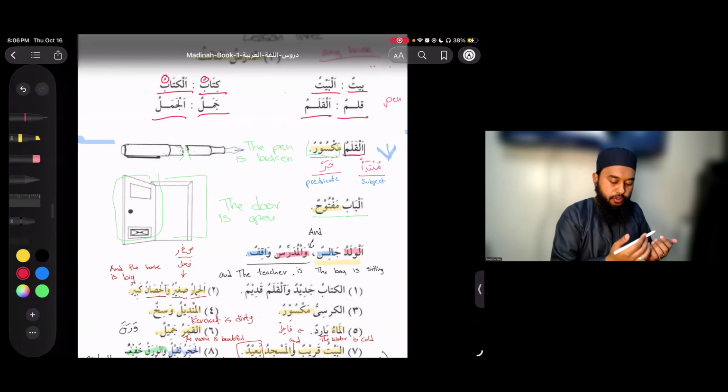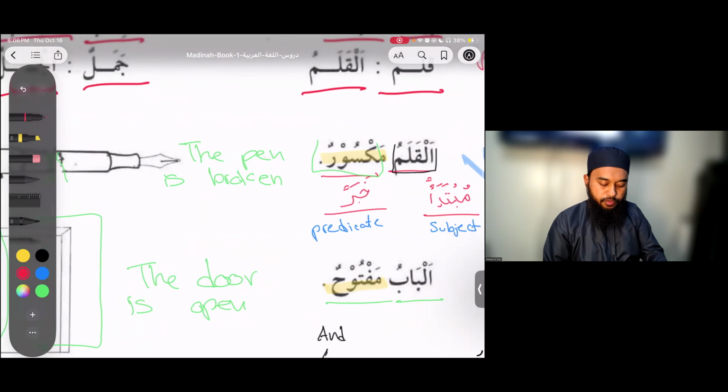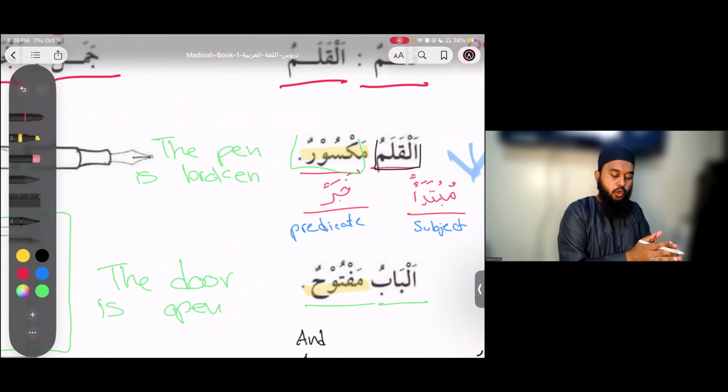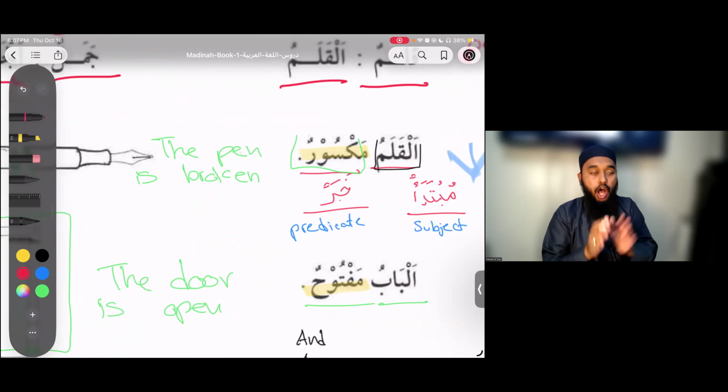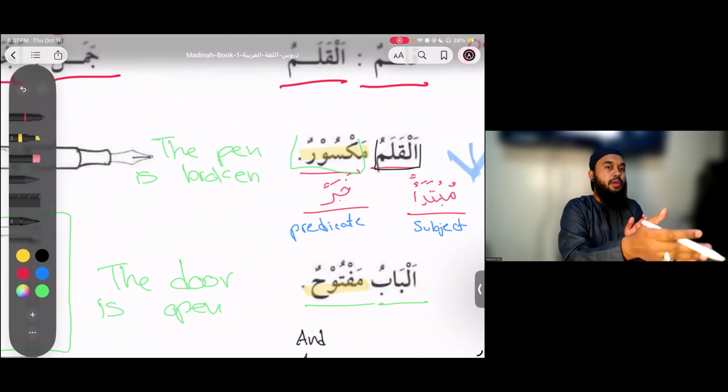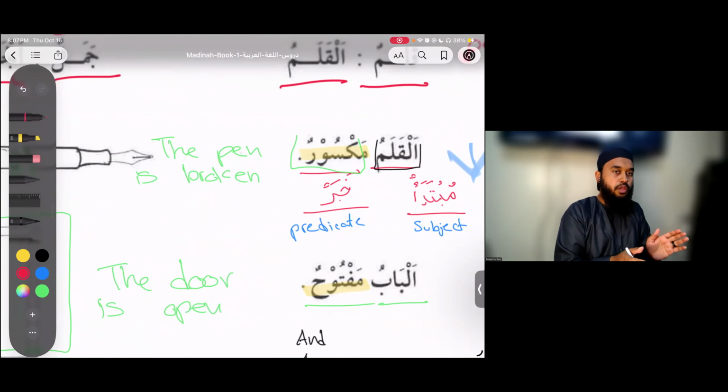The first word you may learn after learning the word al-qalamu is maksur. Maksur means to be broken. So if you were to translate that, what will be the translation? Al-qalamu maksurun. Obviously over here, there's an alif lam in al-qalam, so it's going to be the pen. The pen is what? Broken. Is that clear? Maksur means broken.